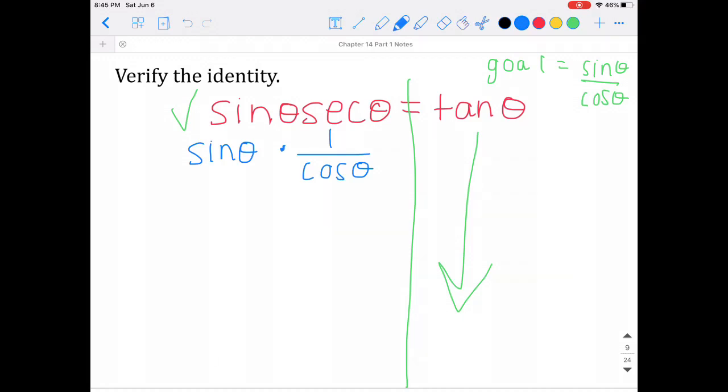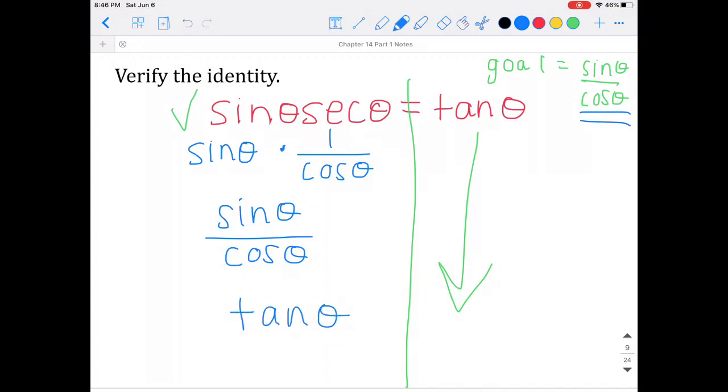Sine of theta times 1 over cosine of theta. If we multiply, then we have sine of theta over cosine of theta. And notice that this looks exactly like the goal we're trying to get to. Sine theta divided by cosine of theta is equal to tangent of theta, which equals the right side, which is tangent of theta. So when you're verifying, you are not finished until the right and the left side of your equations look exactly the same.